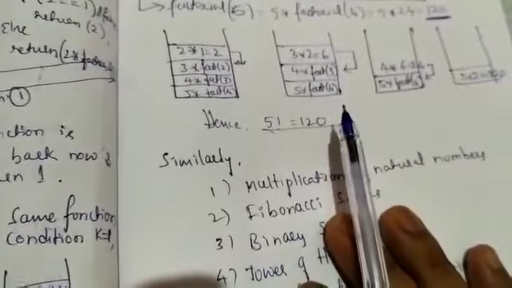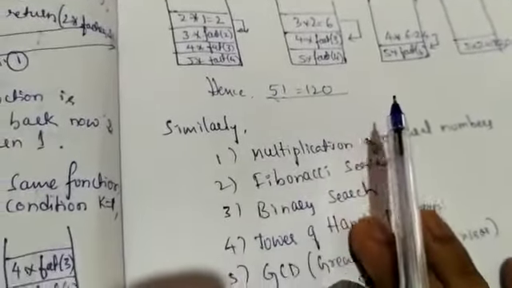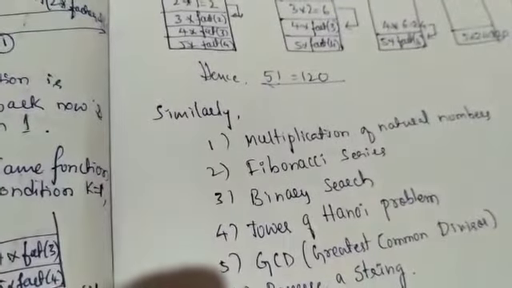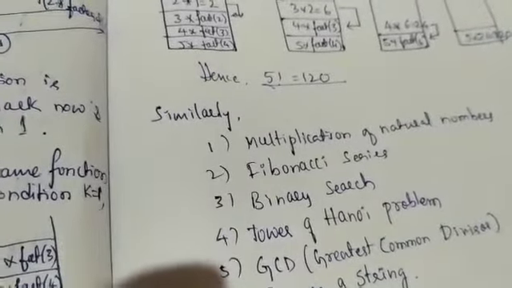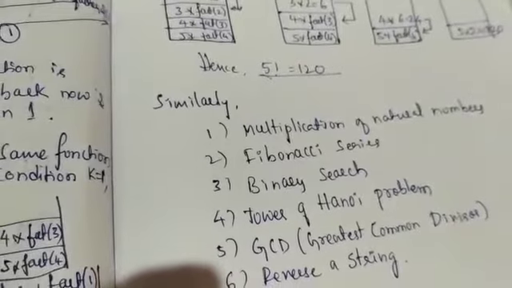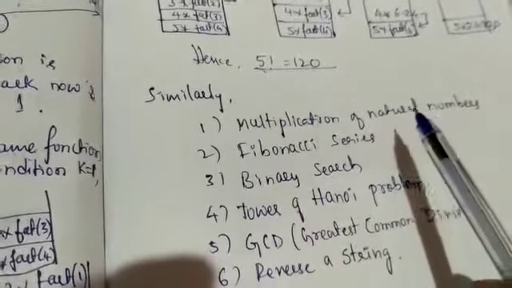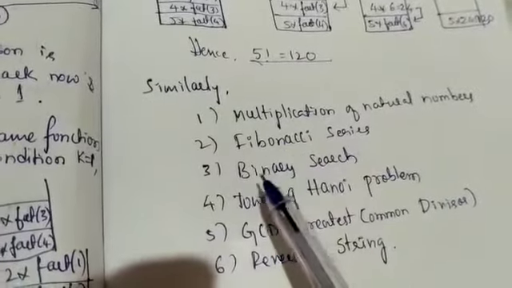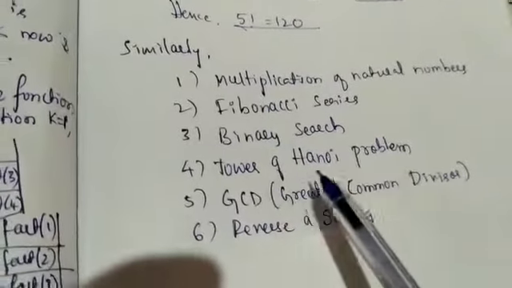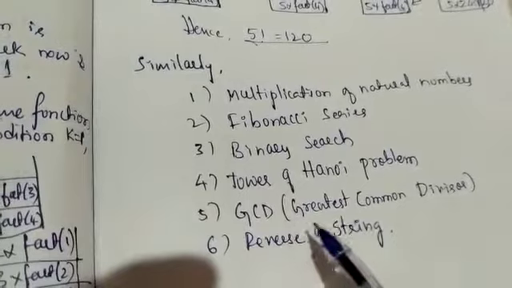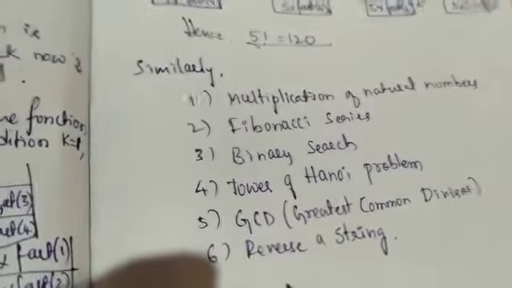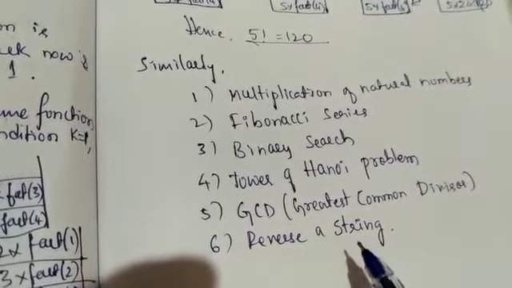I hope you people are understanding the concepts. Similarly, the examples you can perform with recursive techniques are multiplication of natural numbers, Fibonacci series, binary search, Tower of Hanoi problem, GCD, greatest common divisor, and reverse of a string.